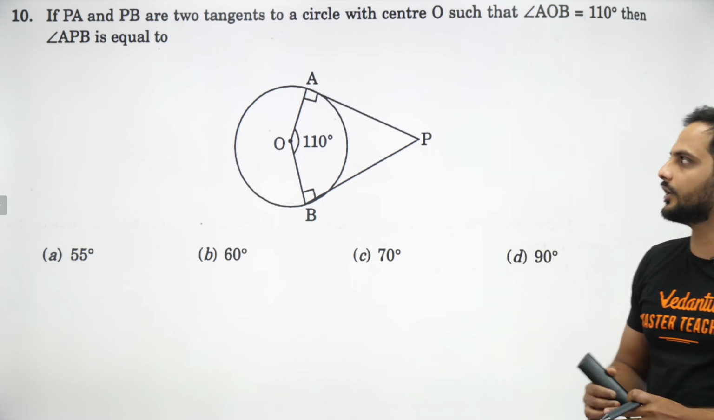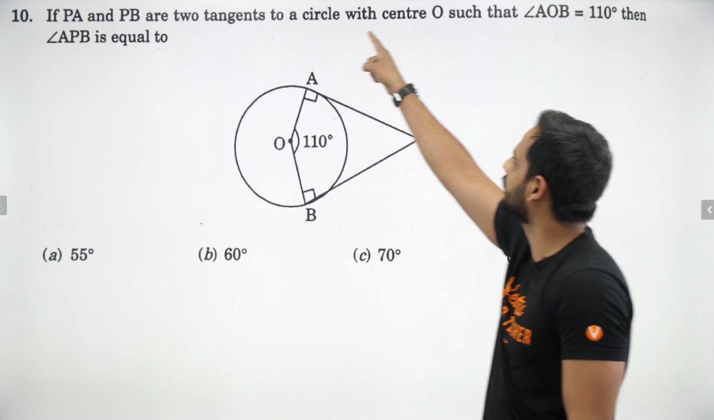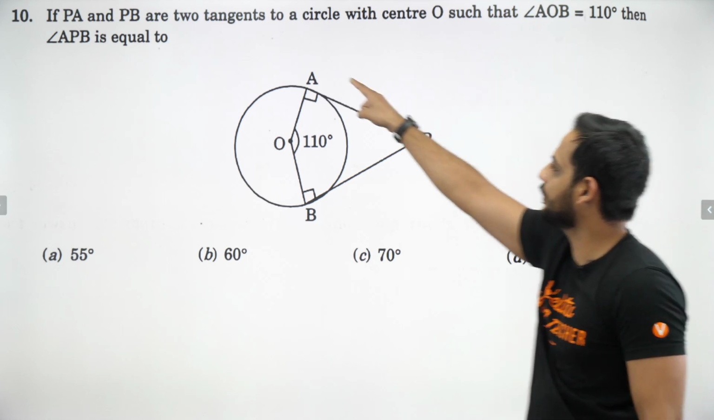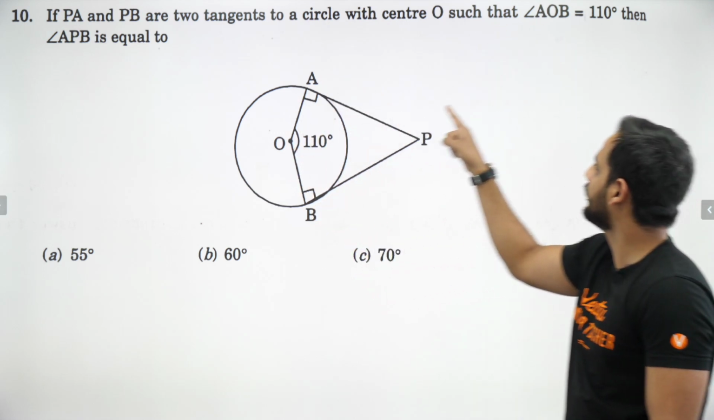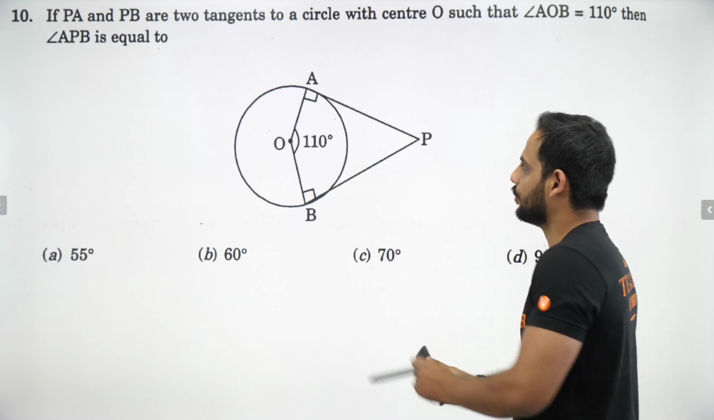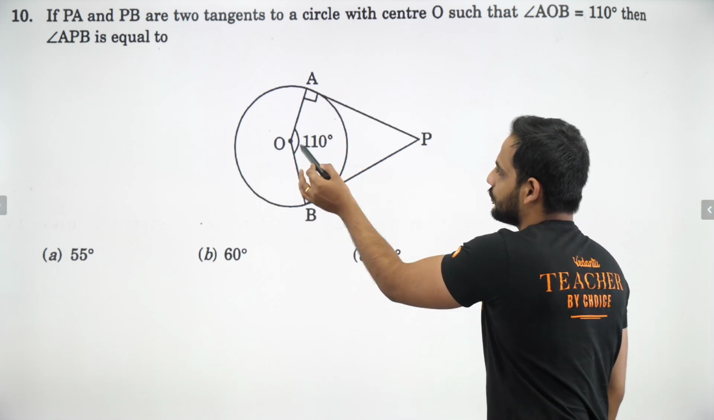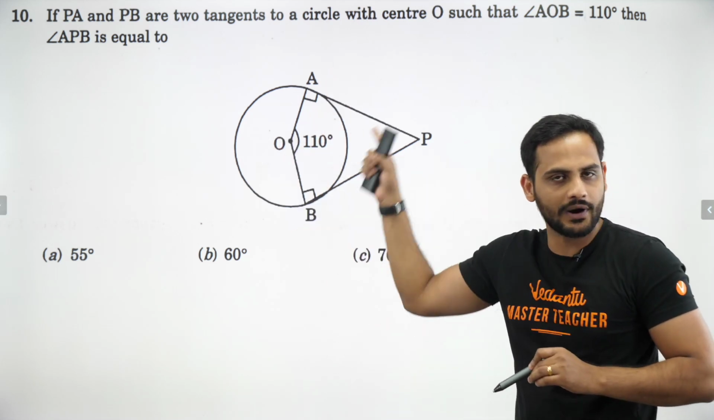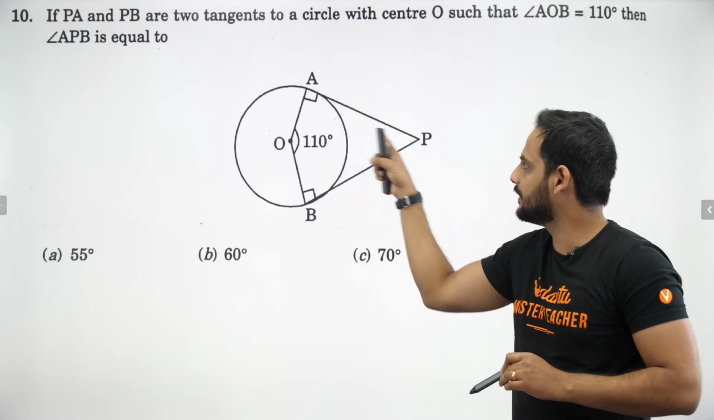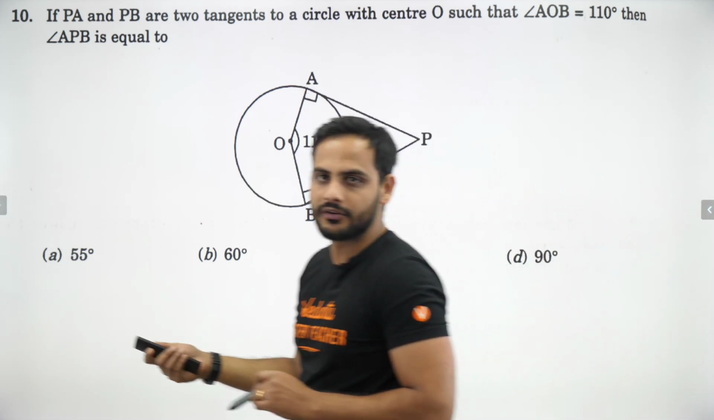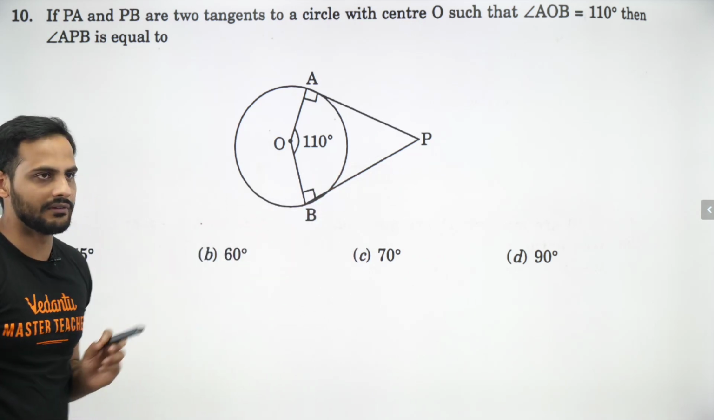PA and PB are tangents to a circle with center O such that angle AOB is 110. Find out the value of angle APB. You know these two angles are 90, so the sum of these two should also be 90 because AOBP is a quadrilateral. So we will say 110 plus P is equal to 180 degrees. So angle P will be equal to 70 degrees.